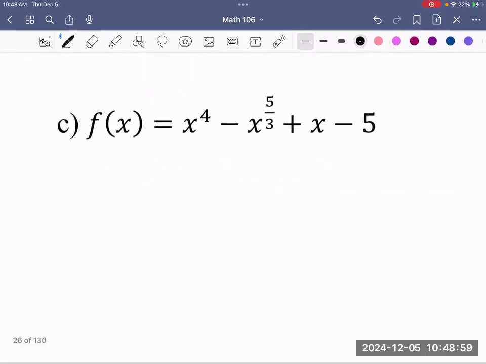Now see if you can pause the video and try it all at once, given something that's a little bit more expanded.